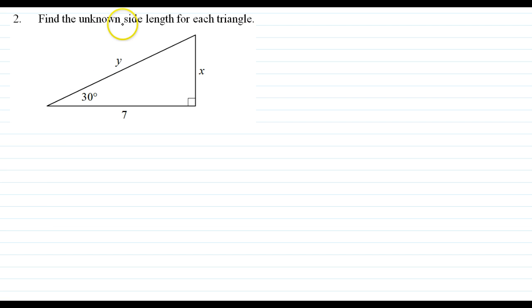So we want to find the unknown side lengths for each triangle. So let's start with this one. So if this is a 30, that's going to make this a 60. So we're going to start with our 30, 60, 90. And so our ratio is 1, 2, 3. Or 1, 1 rad 3, 2. So we're given the side opposite the 70. I'm sorry, opposite the 60.